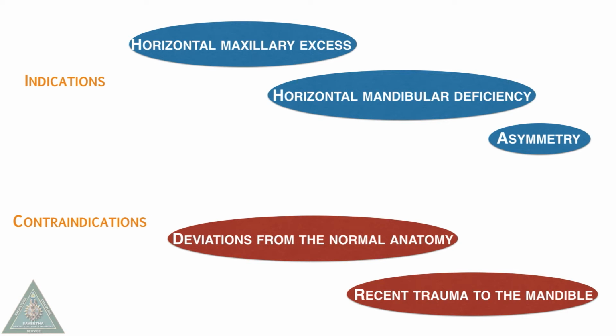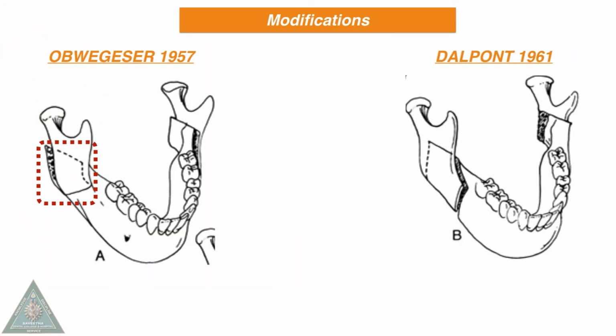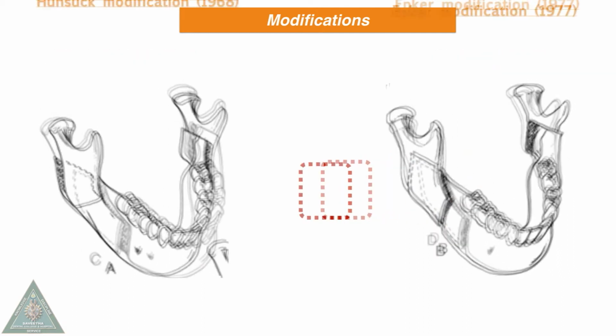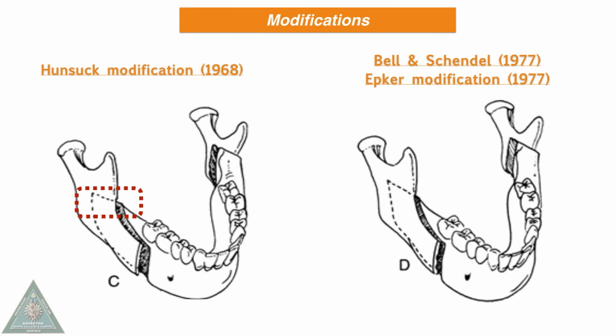In 1957, Obwegeser and Trauner first described sagittal split osteotomy only by placing buccal and lingual horizontal cuts. In 1961, Dal Pont changed the lower horizontal cut to a vertical cut on the buccal cortex between the first and second molars. In 1968, Hunsuck further modified the procedure by giving a shorter horizontal medial cut just posterior to the lingula instead of extending it till the posterior border.